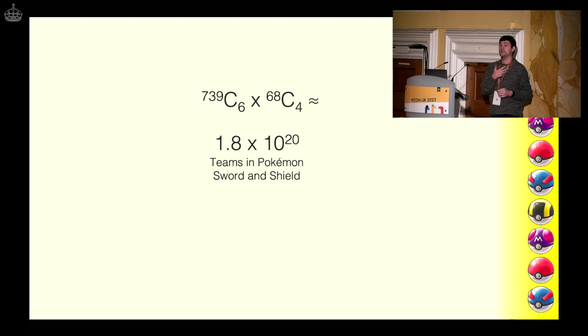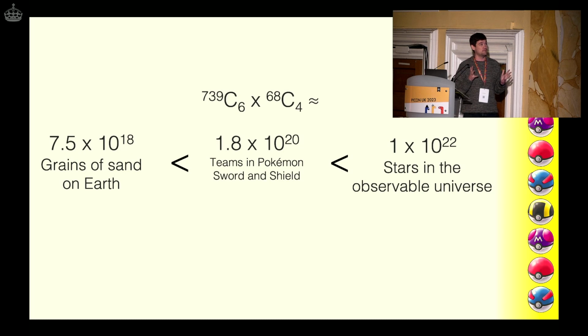Okay, so if you've created a team in this game, you've probably created a unique team, which is quite cool. To put that into context, that is somewhere between the number of grains of sand on Earth and the number of stars in the observable universe. So we can't really just take all these configurations, sort them, and find the best. We need something a bit cleverer than that.